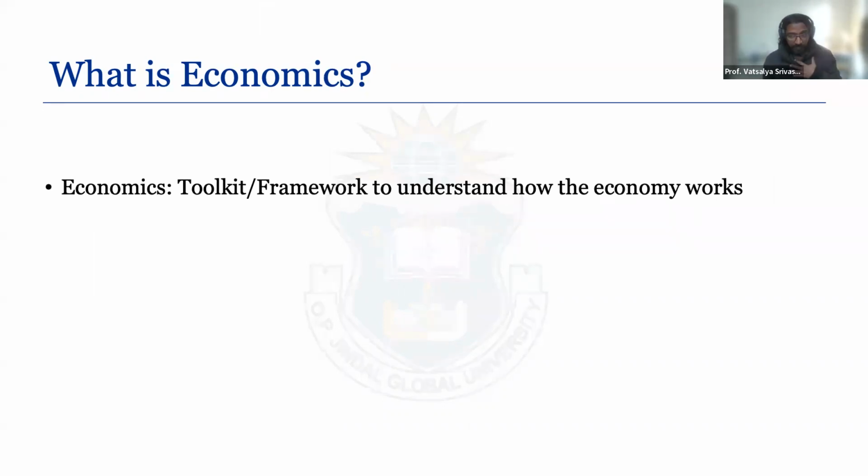So in my understanding, economics is a toolkit or a framework. It's a framework because it allows us to understand some things, and it's a toolkit because just like any other toolkit, there's a bunch of different instruments that you can use to operate on different parts of the economy. And this toolkit or framework was first structured to understand how the economy functions. And the economy here means, in the modern context, a modern nation state.